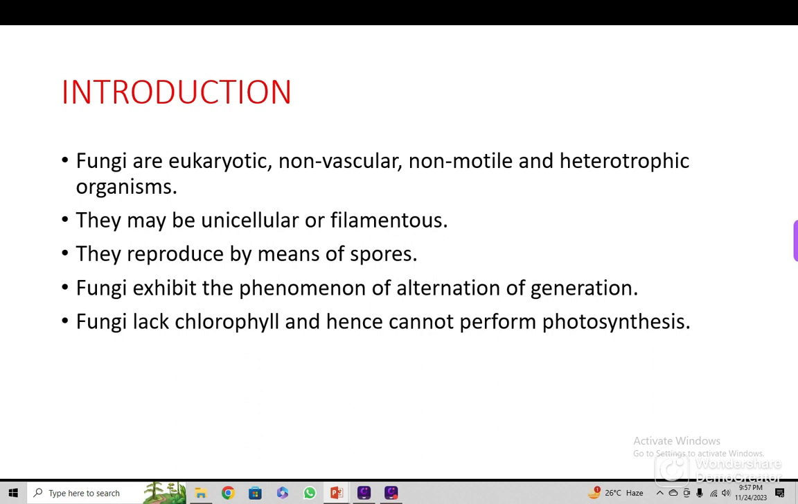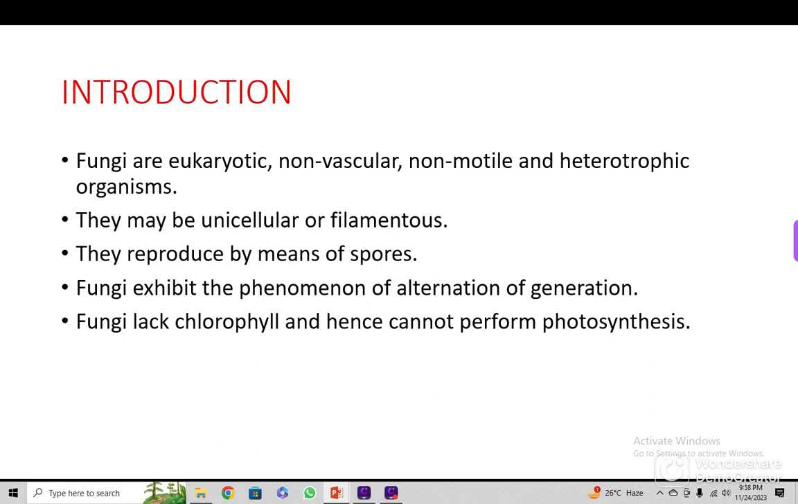Fungi exhibit the phenomenon of alternation of generations. When they are generating, there may be an evolutionary cycle going on. They are more resistant to management. They are more invasive day by day. The fungi lack chlorophyll, although at one time they were considered in the plant kingdom. Then at one time they were classified in the animal kingdom, and then a third study was done.